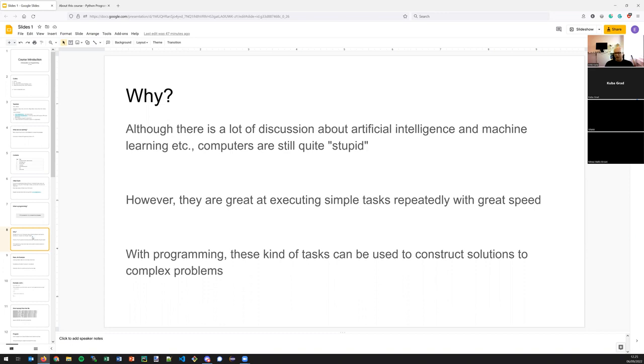But still, even if we talk about intelligent systems, computers are quite stupid. Computers themselves are not intelligent. However, computers are really great at executing simple tasks repeatedly. They can do a lot of simple operations each second, like billions.